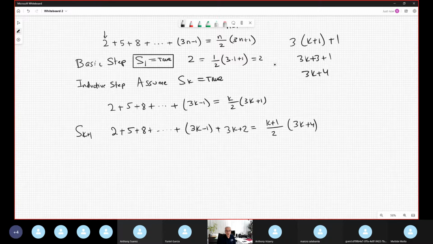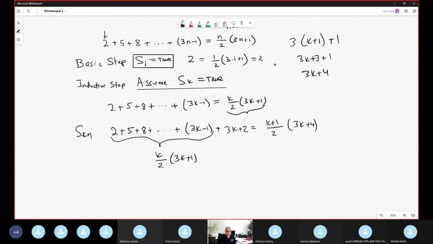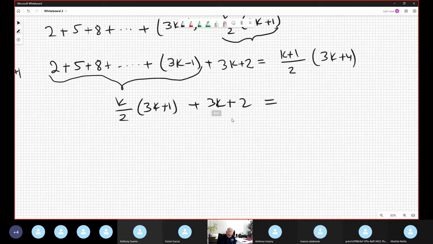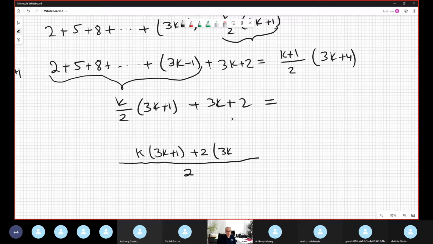Now, you consider that this is true. Okay, what's the first idea in the inductive step? You can replace this expression for this. Okay, it's k over 2 times (3k plus 1), plus 3k plus 2. Now, for the moment, I don't touch this. I manipulate the left-hand side. Condensing, I have only one denominator, so I assume the least common denominator is 2. We have k(3k plus 1) plus 2 times (3k plus 2).